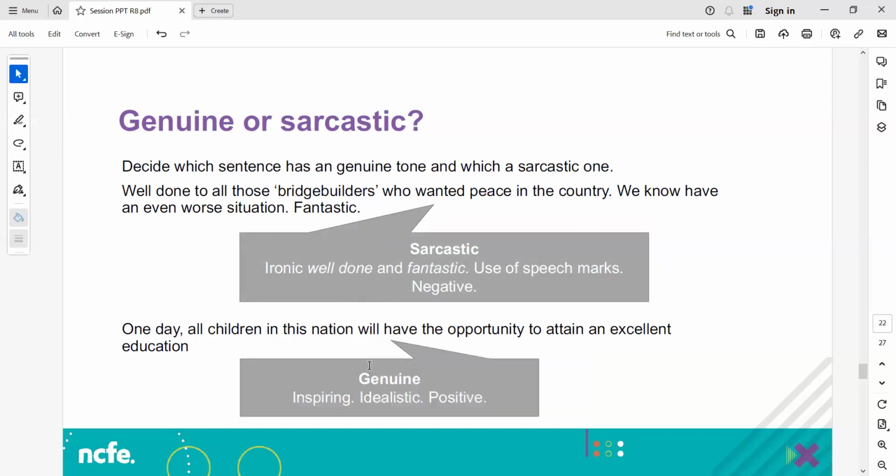And this one is genuine. It's inspiring, idealistic, and positive.